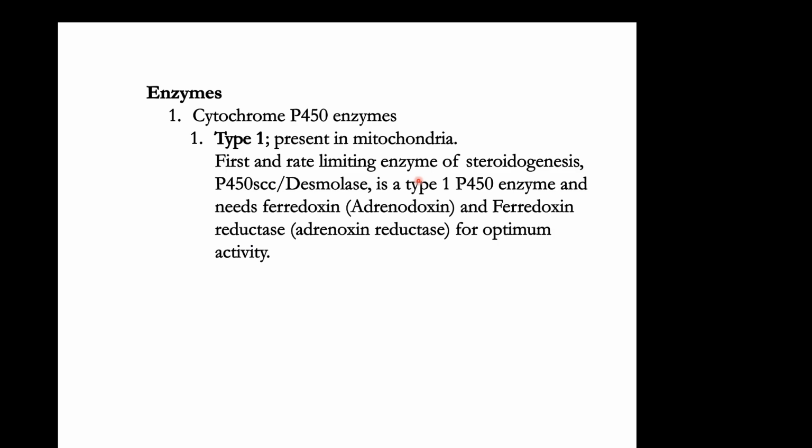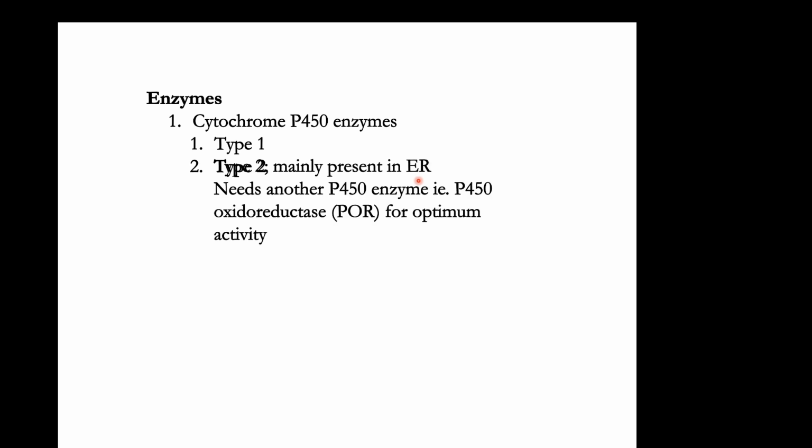And the next is type 2. Type 2 is the microsomal enzyme, mainly present in the endoplasmic reticulum, and it also needs another P450 enzyme for optimum activity, that is known as P450 oxidoreductase, or the popular name is POR.